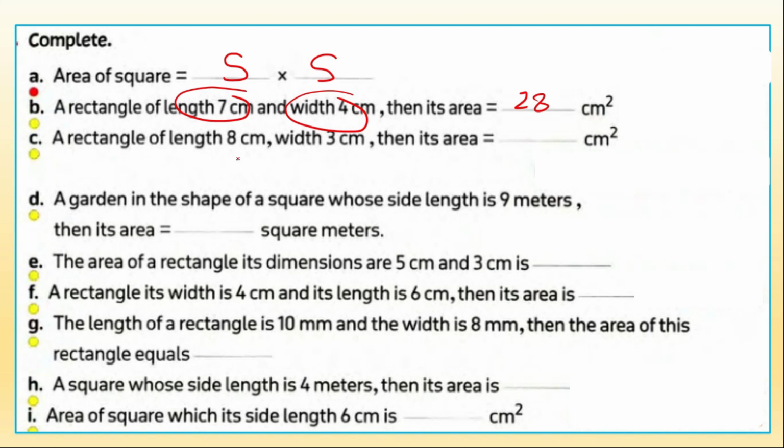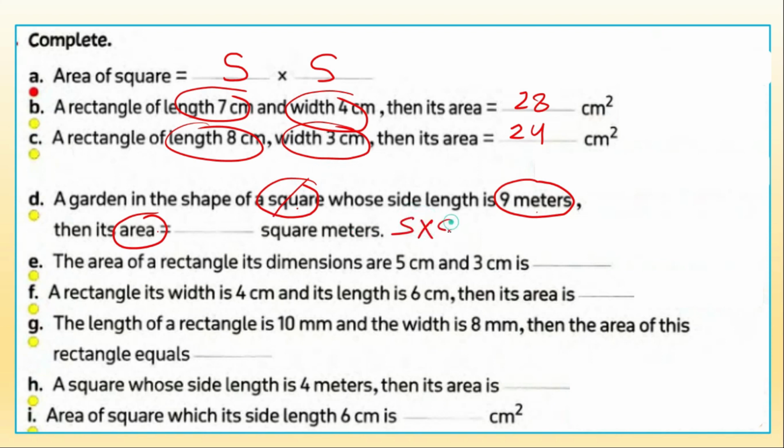A rectangle of length 8 centimeter and width 3 centimeter. Its area, 8 times 3 equals 24. The next, a garden in the shape of a square whose side length equals 9 meters. Then its area. To find the area of a square, the rule equals side times itself or side times the side. So 9 times 9 equals 81.